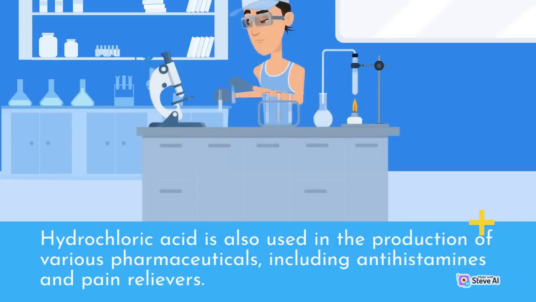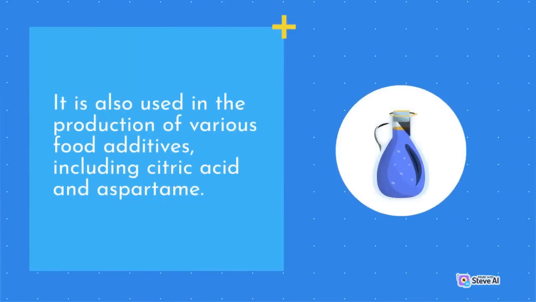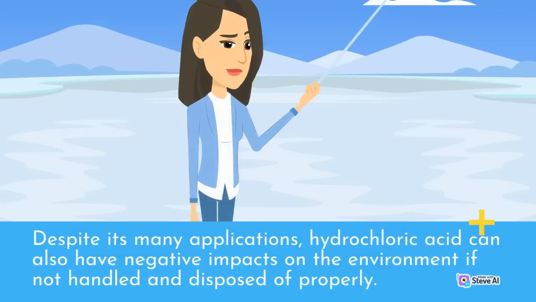Hydrochloric acid is also used in the production of various pharmaceuticals, including antihistamines and pain relievers. It is also used in the production of various food additives, including citric acid and aspartame. Despite its many applications, hydrochloric acid can also have negative impacts on the environment if not handled and disposed of properly.